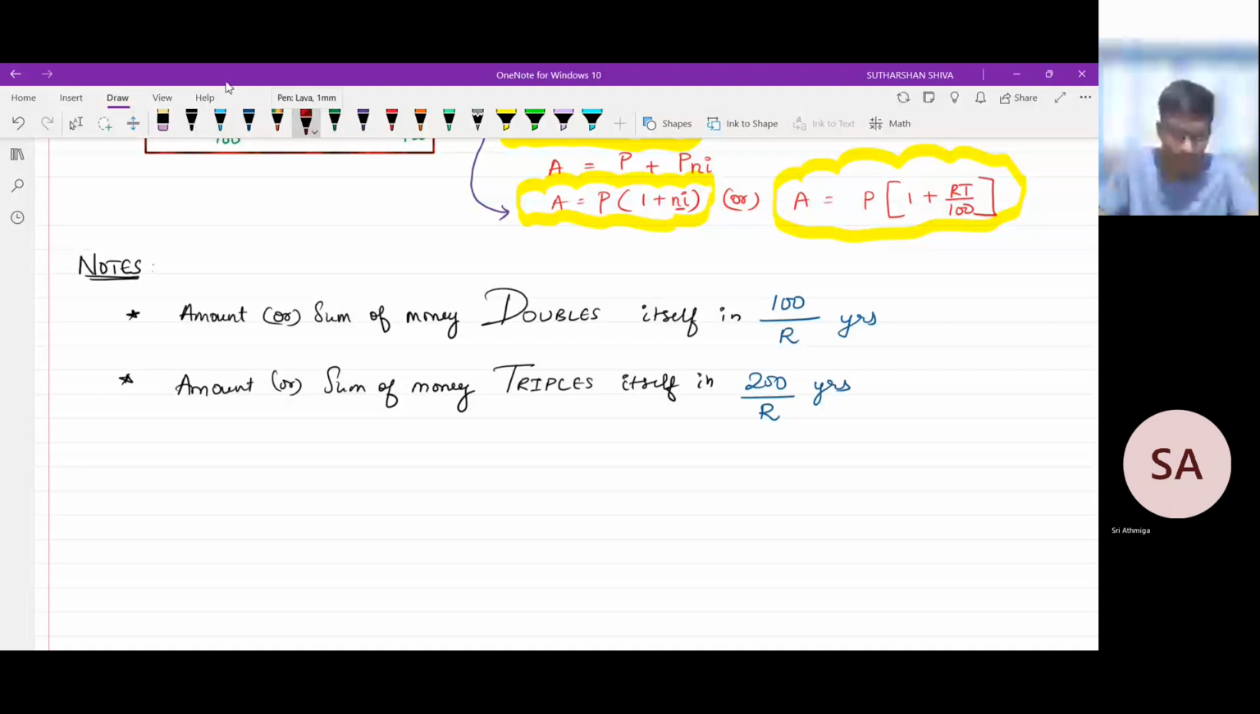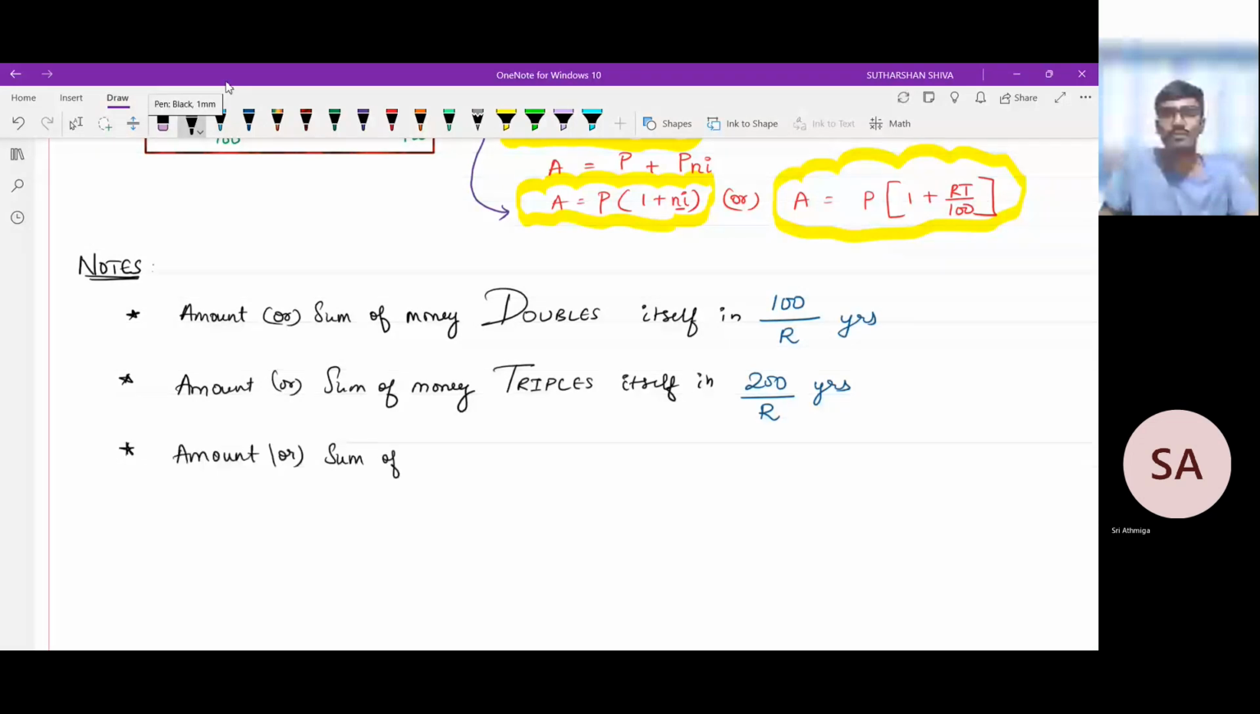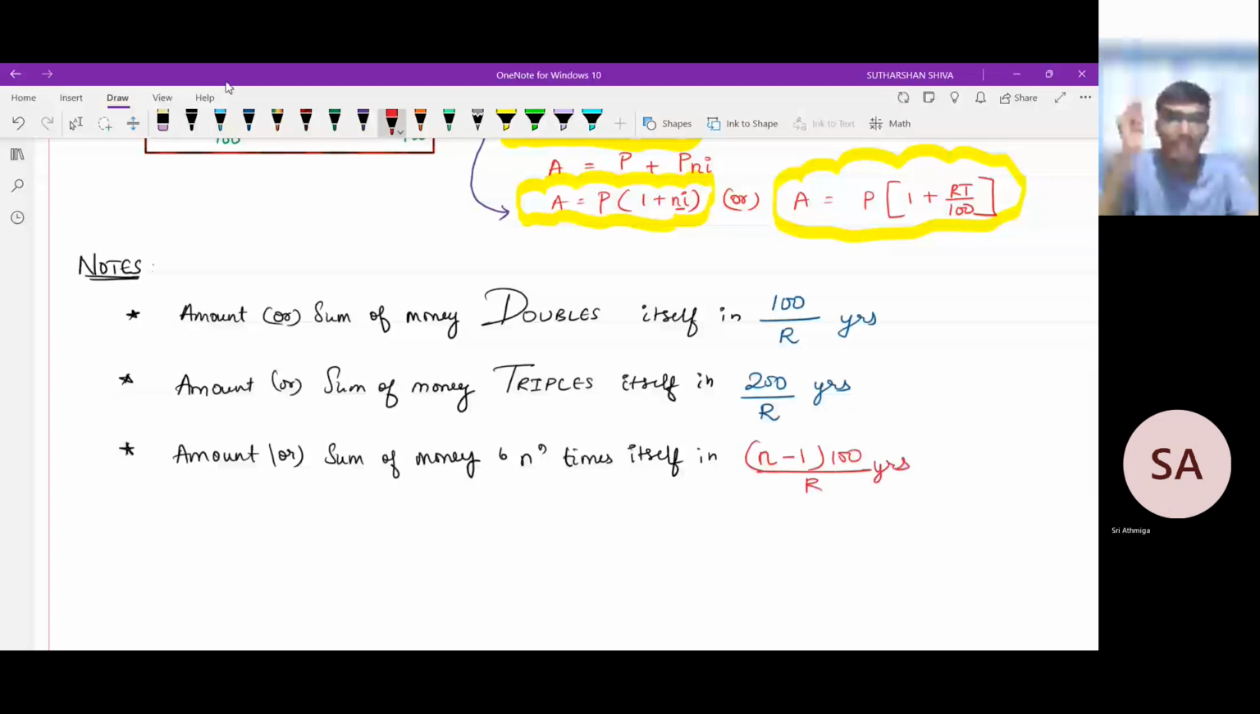From this, we will derive something. If they are asking an amount or sum of money becomes n times itself in how many years, what you are going to do is (n minus 1) into 100 by R years. Suppose they ask for a sum of money becoming 4 times itself in how many years? 300 divided by R.